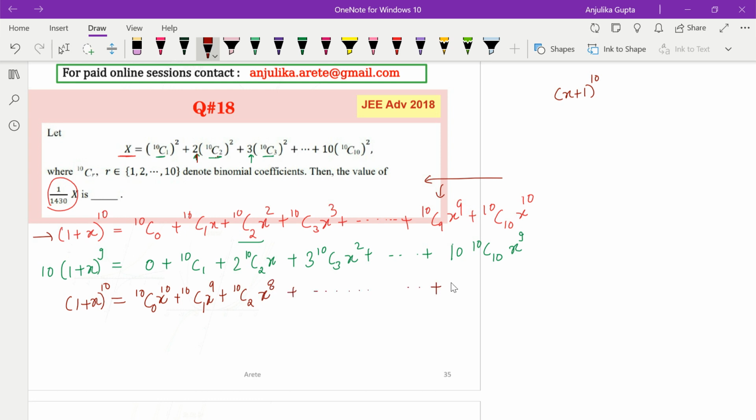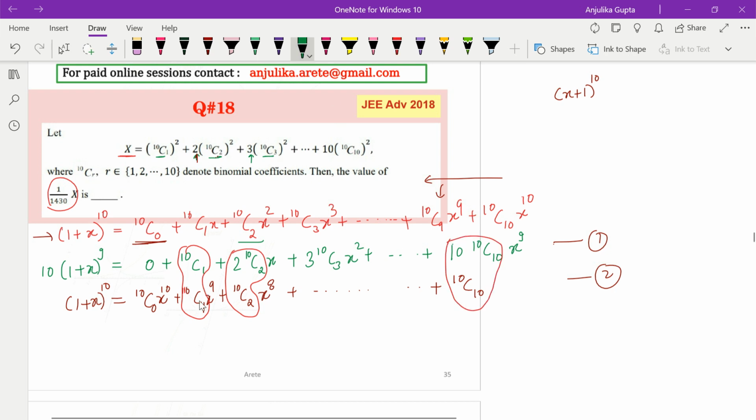The last term would be what? 10C10, so the last term is 10C10 x to the power 0. So nothing is there. Now we want to use 1 and 2. How? You see what you need? You need 10C1 whole square, the product of these two. You want the product of this, right? And can you see what is happening now? If you do a product, it is the coefficient of x to the power 9.